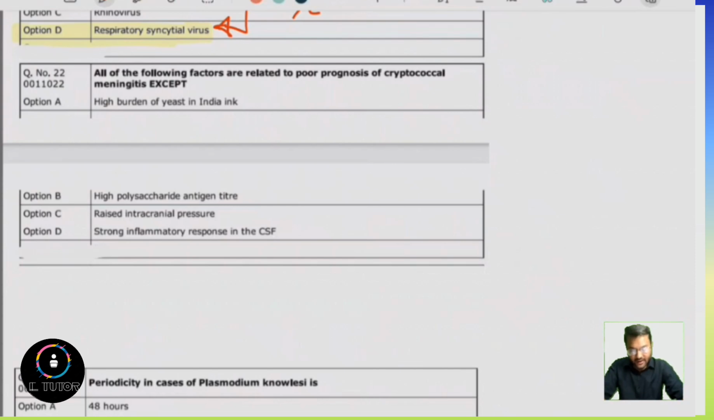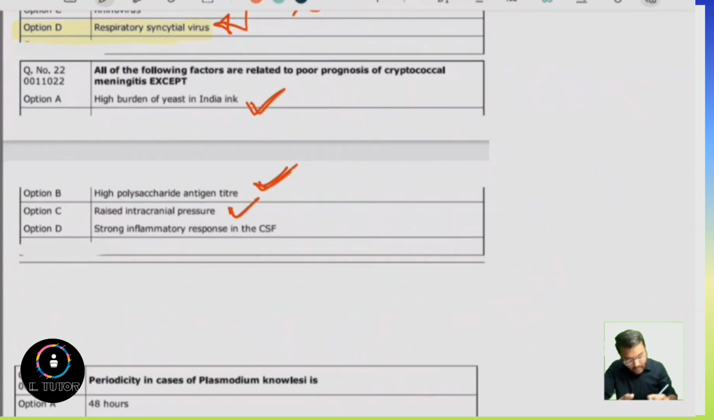The next question is, all the following factors are related to poor prognosis of cryptococcal meningitis except. So the first option is high burden of yeast in India ink. Yes, this is true. High polysaccharide antigen titer. Yes, this is also true for cryptococcus. And raised intracranial pressure is also a correct answer. And strong inflammatory response in the CSF. No, this is not true. This is not seen in the case of cryptococcal infection. Strong inflammatory response in the CSF is not seen in cryptococcal meningitis. So the answer here will be option number D.